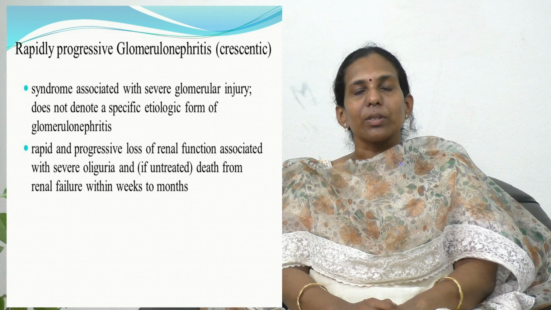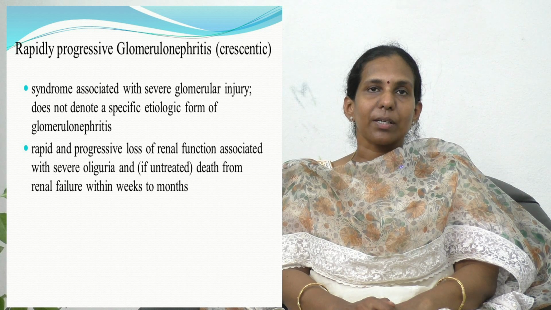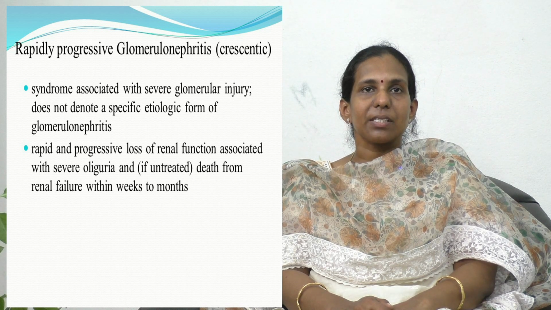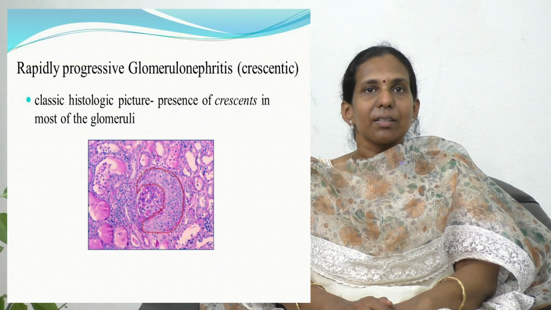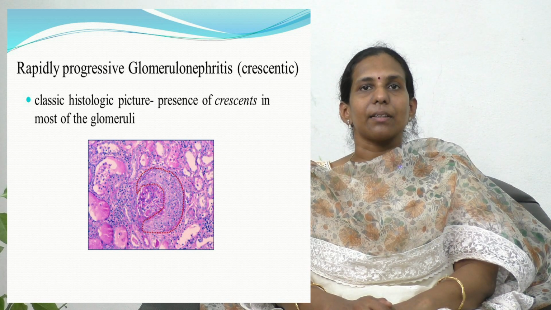The second entity which we are discussing today is rapidly progressive glomerulonephritis, also called crescentic glomerulonephritis, where crescents are the characteristic feature. This is the classical histological picture showing the formation of a crescent.